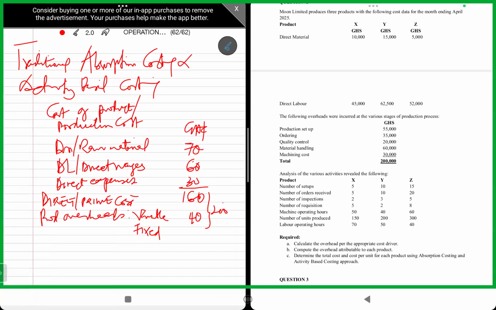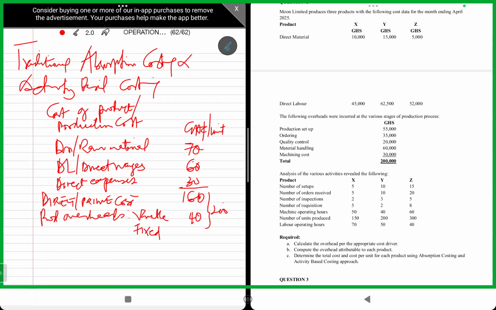And now this one is per unit. Ghana cedis per unit is for one product. So when I add a 40 to this 160, it gives me 200 cedis per unit. That is called the marginal costs per unit because all the direct costs are variable. Variable means that whenever the quantity changes, the amount will also change. So here it is 70 cedis for one unit. If I'm to produce more units, the 70 cedis will change. So they are variable, from the word vary, changeable.